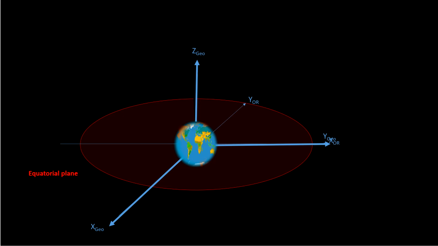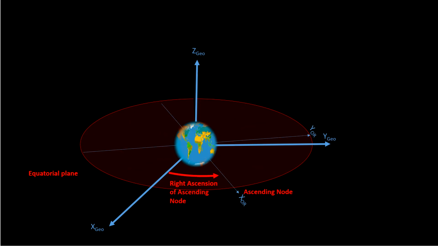Thereafter, I rotate the orbital plane around its z-axis, and I get the right ascension of the ascending node, which is the angle between the x-axis of the Earth coordinate system and the x-axis of the orbital coordinate system. Ascending node refers to the point from which the satellite goes above the equatorial plane.